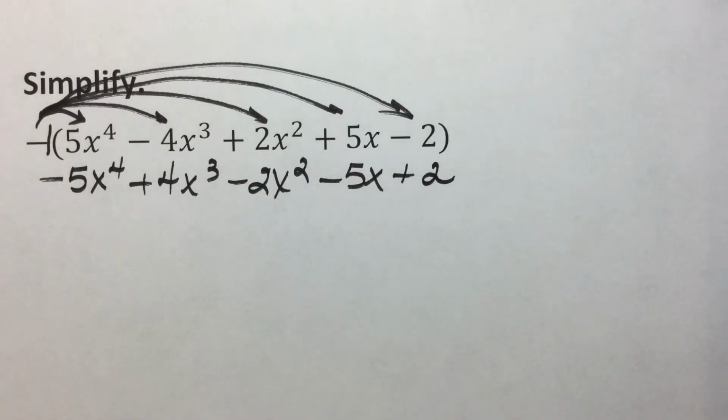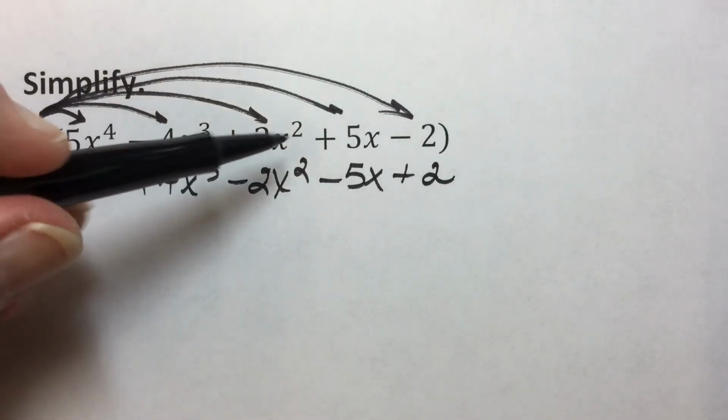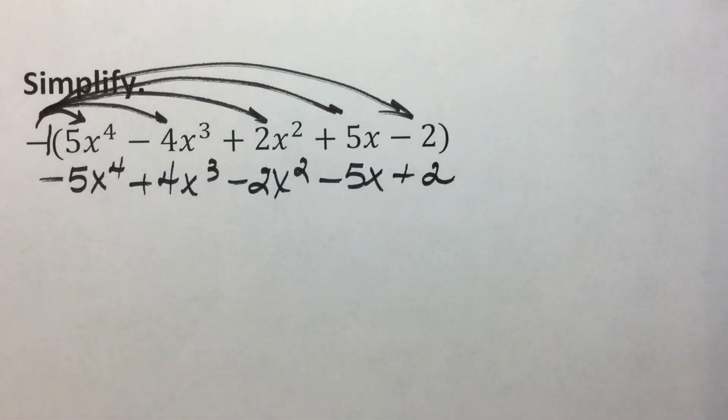Now, I verified it using the distributive, but I could have just as easily, recognizing the -1 out here, is the same as changing every sign of each term to the opposite. 5x to the 4th is a negative, negative to a positive, positive to negative, and so on, so that we have simplified this with an equivalent expression.